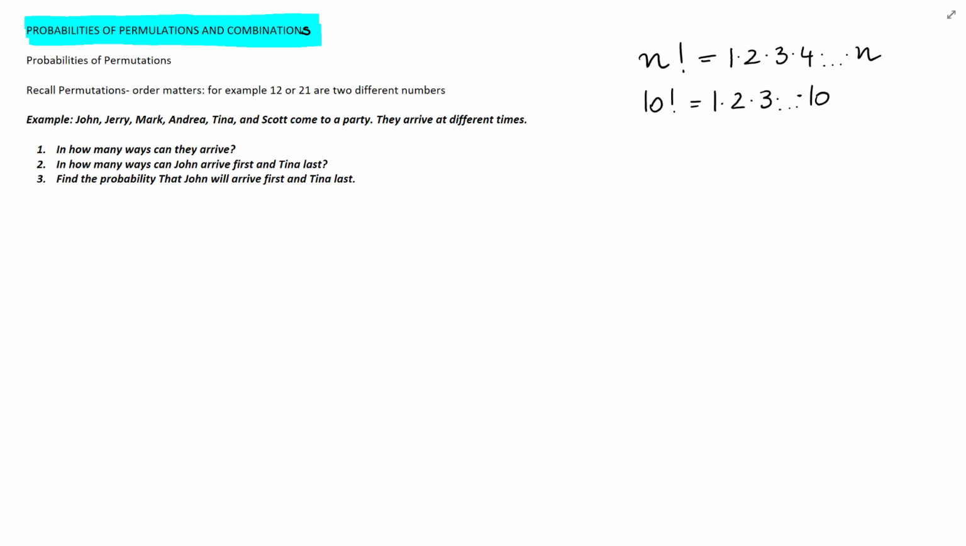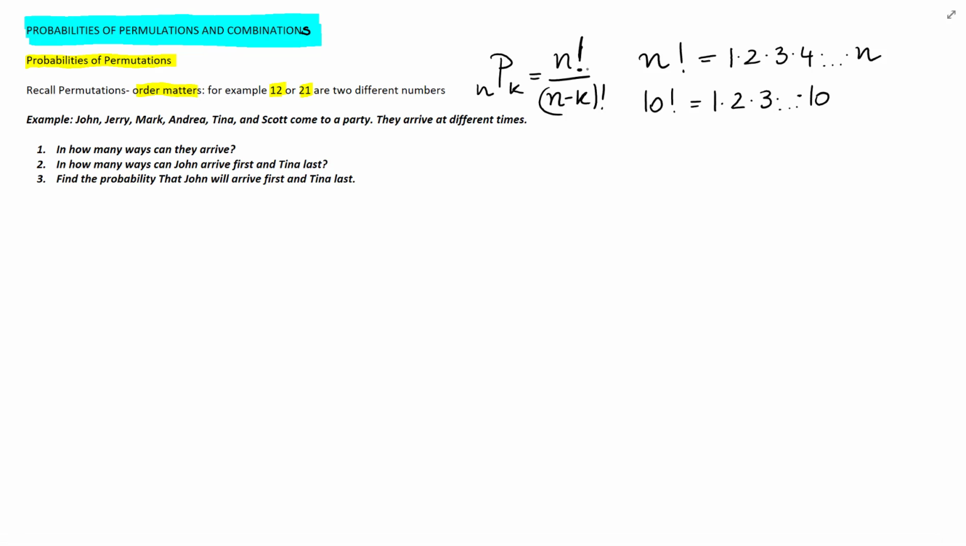Now let's start with the probabilities of permutations. So recall, with permutations, very important, order matters. What does it mean? For example, 1, 2 or 2, 1: 12 and 21 are two different numbers. Also, the permutation of n taken k times is given by n factorial over n minus k factorial. So if you have to calculate a permutation, this is what the formula looks like.